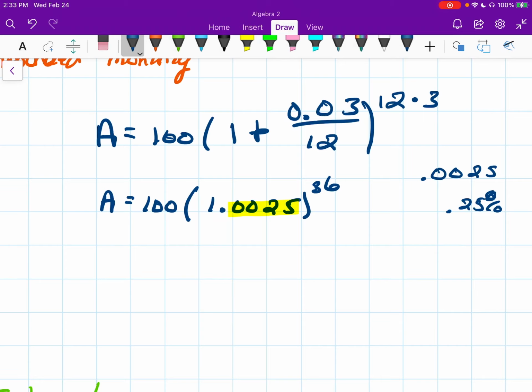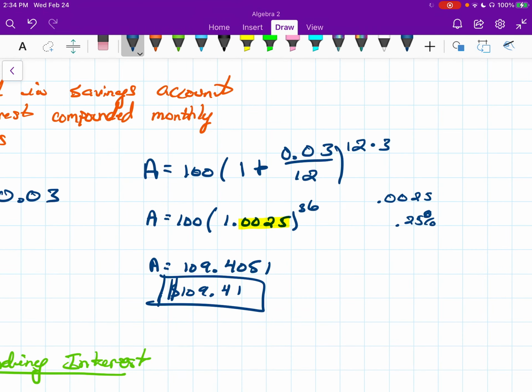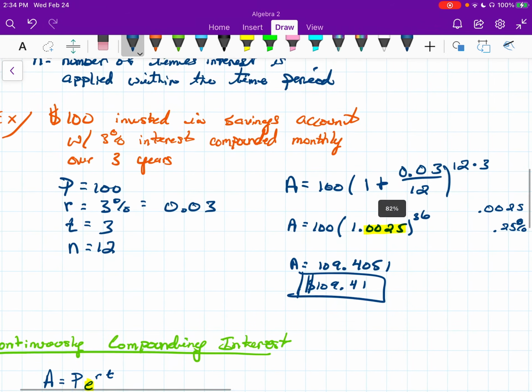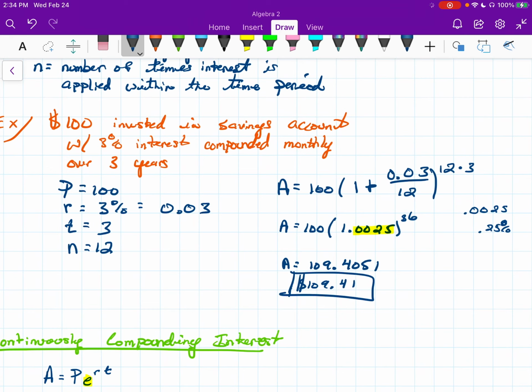So right here, I'm just going to type the rest of this in. I'm going to type in 100 times 1.0025 exponent 36. And I get A equals 109.4051. So that would be $109.41. All right. So over those 3 years, it earned about $9.41. Right. So that's a good thing to know. That's a good thing to recognize.